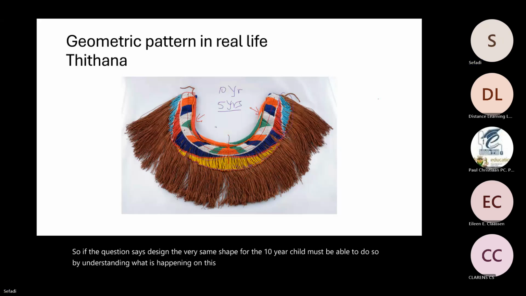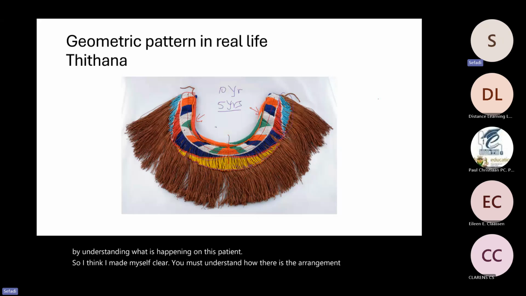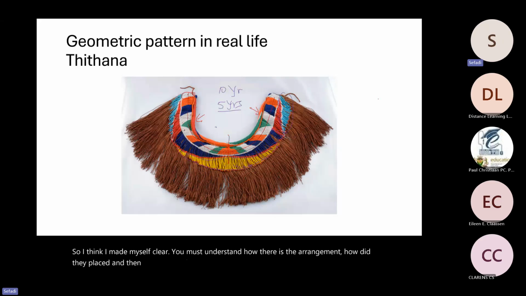So I think I made myself clear. You must understand how the arrangement is, how they placed it, and then what you will do when you do it for the next person.